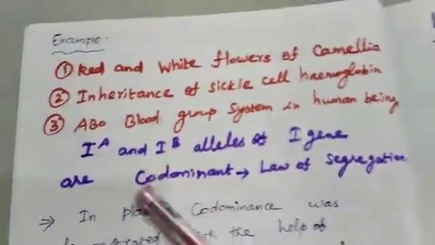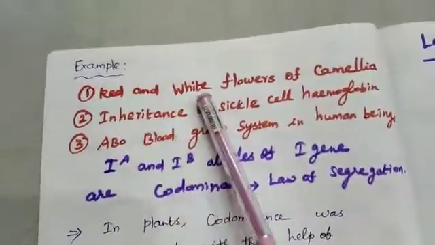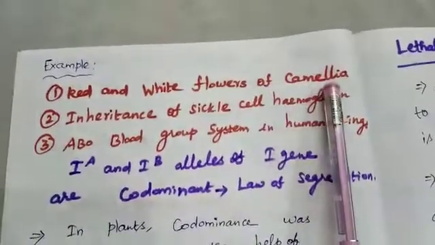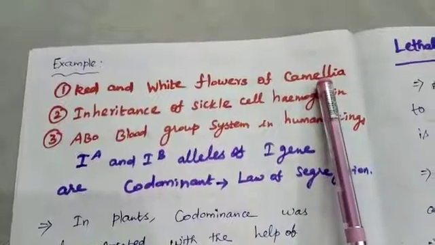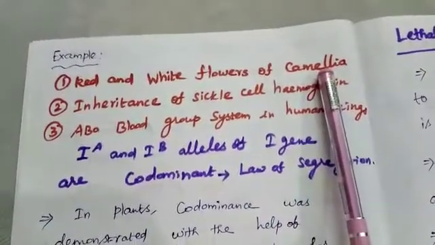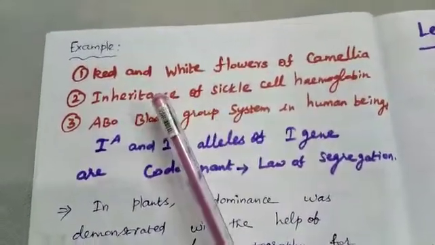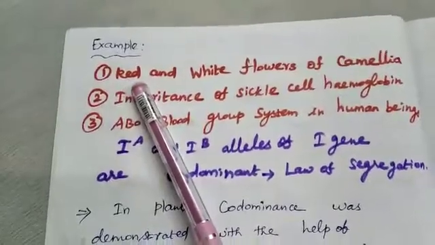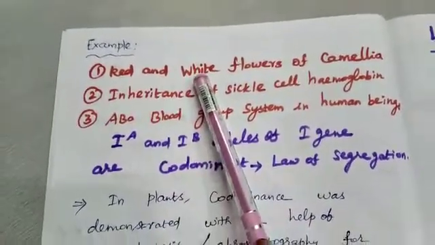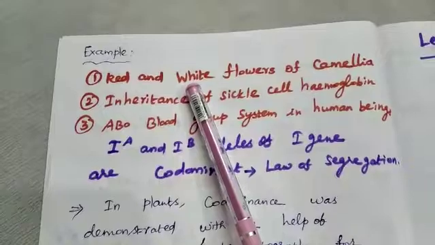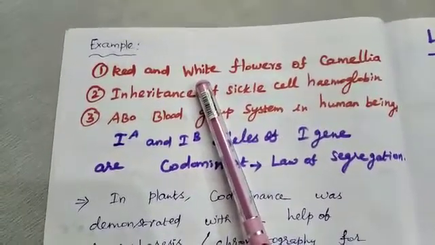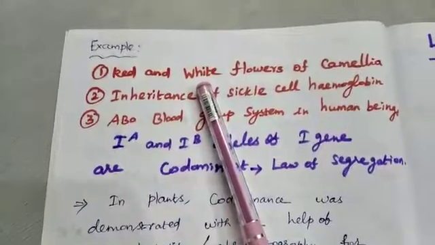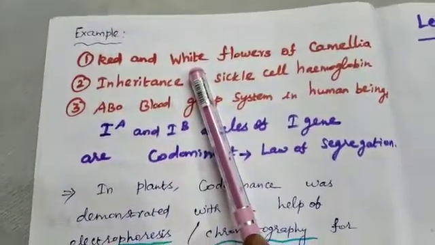Examples of codominance. The first one is the red and white flowers of camellia. Camellia is a tea plant which has two different flower characters. One is a red flower, another one is white. In the F1 heterozygote, both the characters are expressed, that is, a double color flower is produced in the F1 generation.